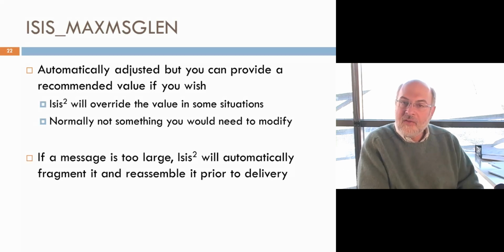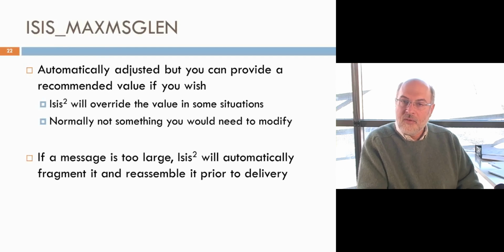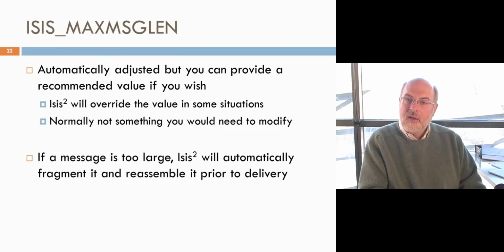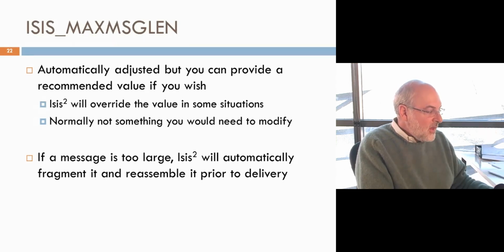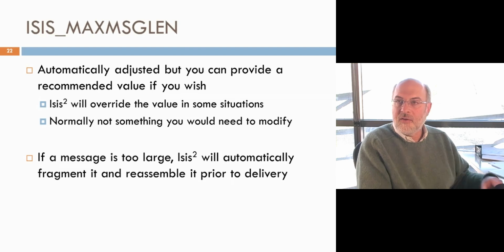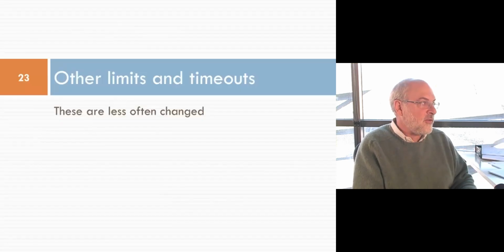There's a maximum message length parameter. You can change it, but I don't really recommend that you do that. What ISIS typically does, if you don't specify a value, is to read it off the network interface cards and use the smallest value that it finds on any of the network interface cards. But then what happens is that if an ISIS message is bigger than that maximum, it will automatically be fragmented into parts and then reconstructed later.